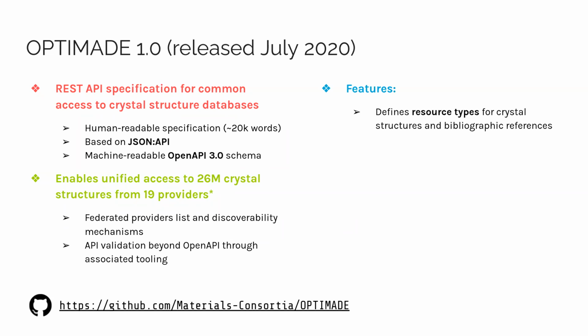So in terms of the features, maybe slightly underwhelming. We define a whopping 2 resource types: crystal structures and bibliographic references. And those are about the only 2 that are actually common to all these databases. As I say, everything else is built through extensibility.